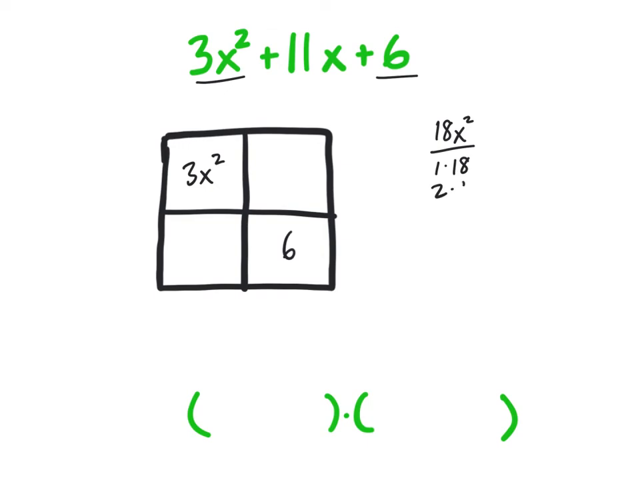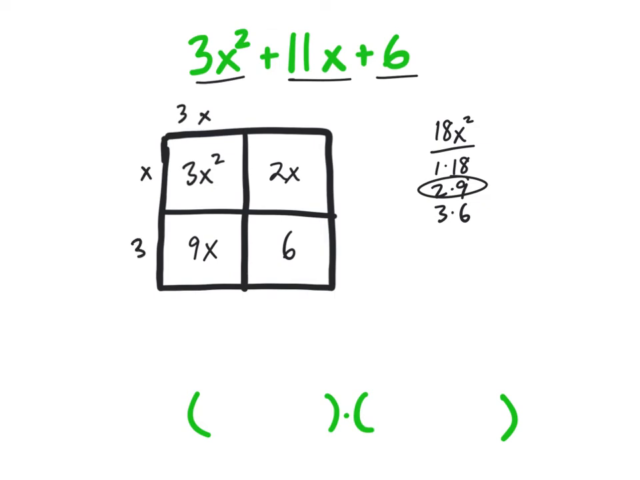I factor 18, and is there a way to get 11? I see it. I can get 11x if I do 2x and 9x. It doesn't matter where I put them. Focus on the x squared. X squared is x times x. Where does the 3 go? Does the 3 go into the row, or does the 3 go into the column? 3 does not go into 2 unless I'm using decimals. 3 goes into 9. So I'm going to put the 3 going into the 9 3 times.